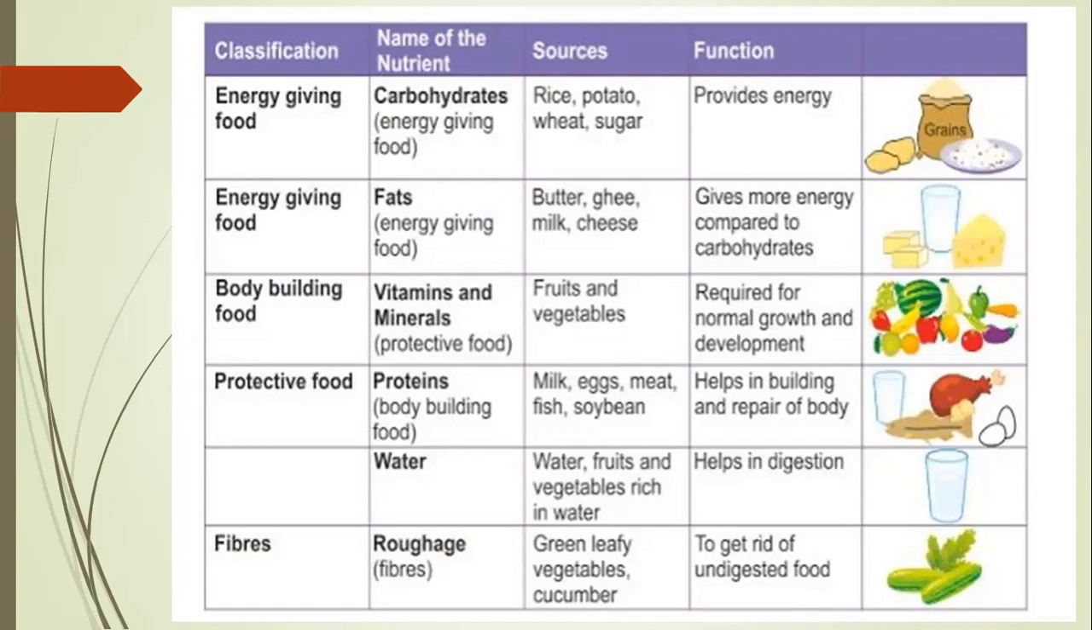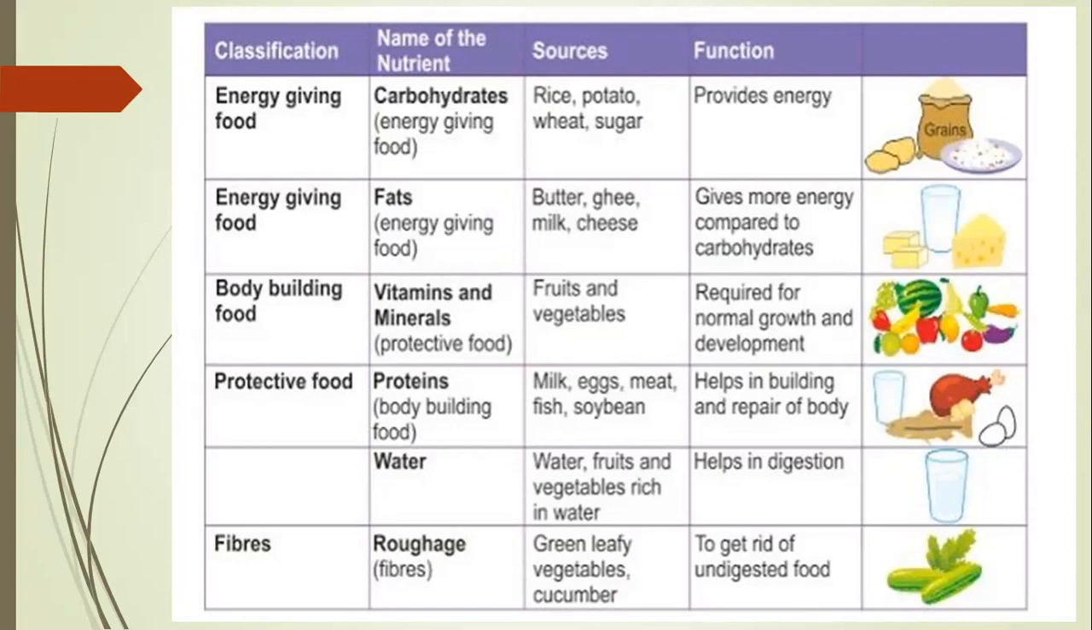Which are the energy giving foods, children? As I told, that is the carbohydrates. It gives a lot of energy when you are tired. So what food should you take when you are tired? You can drink Glucon-D when you are playing sports. Okay, so there are a few examples of carbohydrates, in which food the carbohydrates are present. Example, rice, potato, wheat, sugar. The function of the carbohydrates is to provide energy to our body.